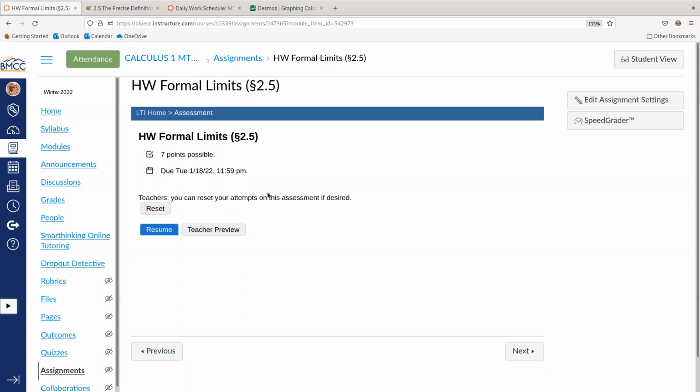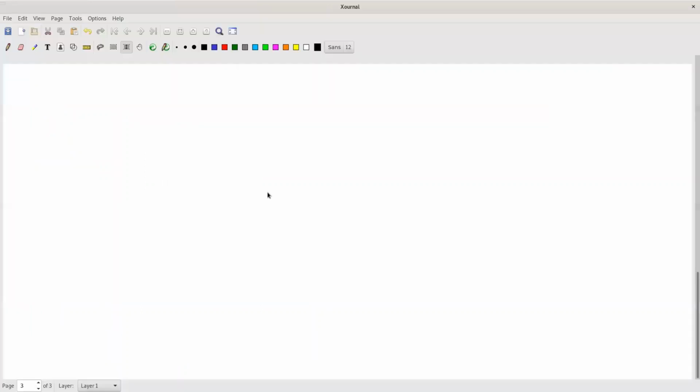So what is the precise definition of a limit? The formal definition of a limit. So we take these limits, we say something like the limit as x approaches some number a of this function is equal to this y value L.